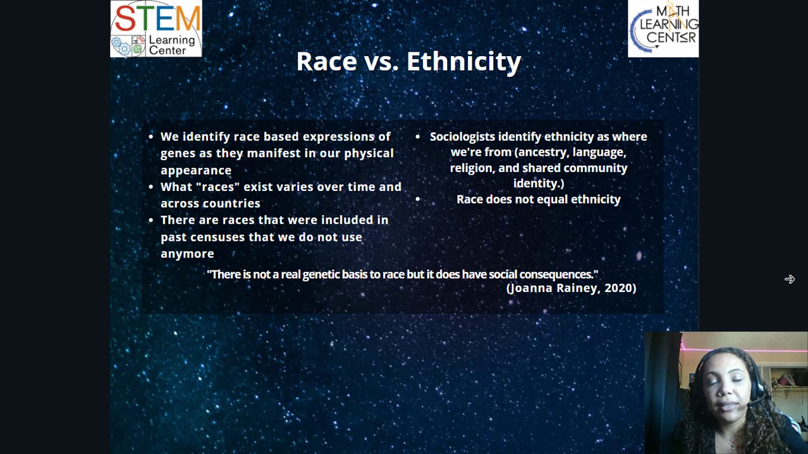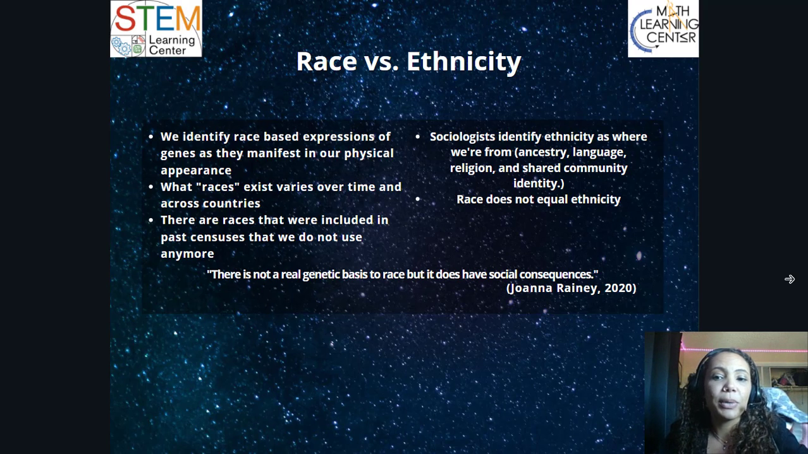Race versus ethnicity. This is said interchangeably, right? In our country, in our society, in school, everywhere that we go, race and ethnicity is used interchangeably, but there is a huge difference. We identify race based on physical expressions, so that's how our genes manifest in our physical appearance. What races exist varies over time as well as countries. There are races that were included in the US Census that are no longer used, such as mulatto, in more detail breaking down the black and brown community.